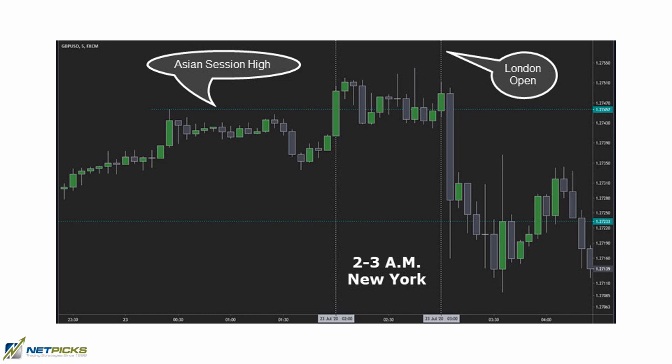We want to mark off the Asia session highs and lows up to the final hour or before London opens. We want to look for a break of the range in either direction.